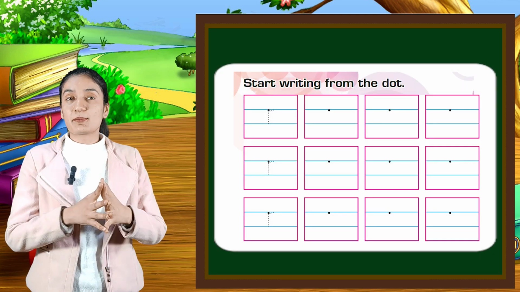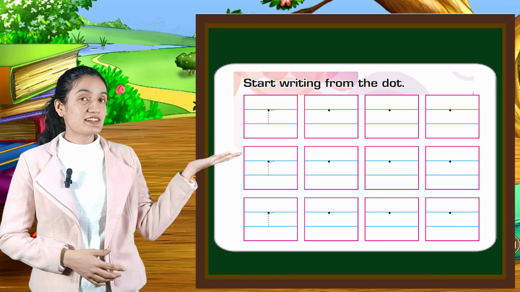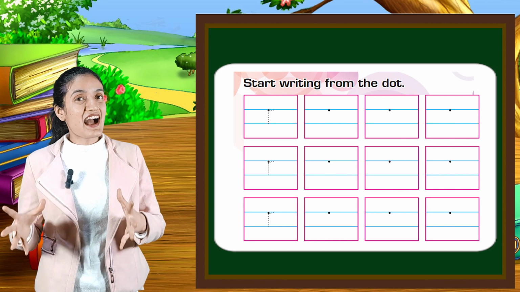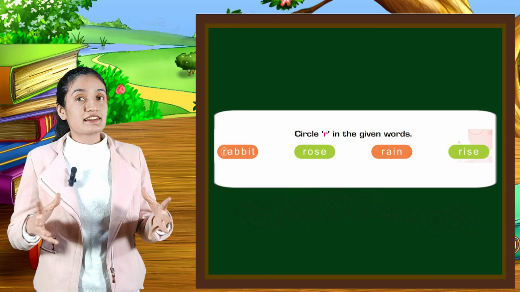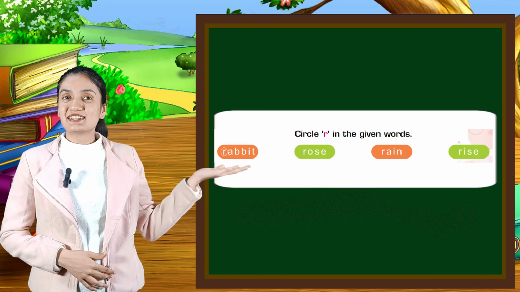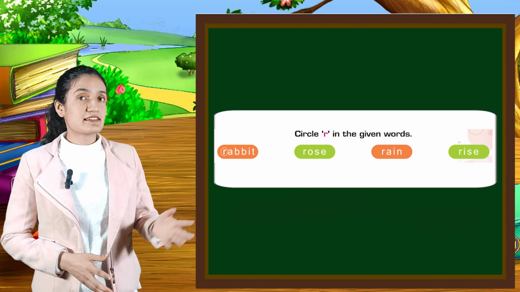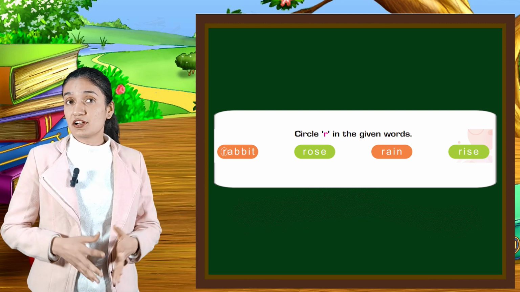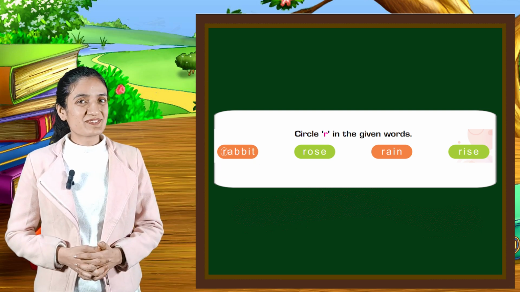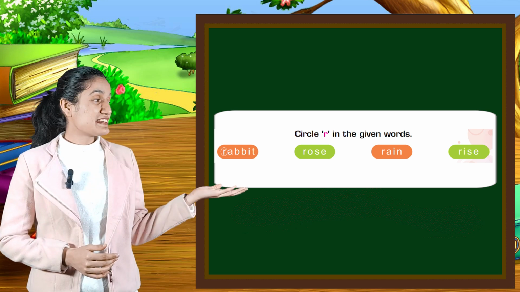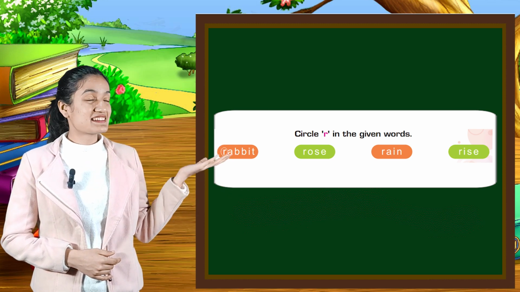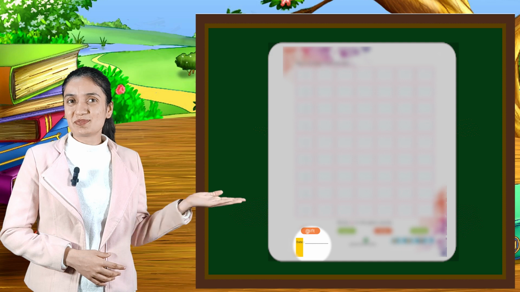Start writing from the dots. Here's the dot and start writing R. Circle R in the given words. Rabbit, rose, rain, rice. So kids, आप इन words में R को ढूंढ सकते हो? Good. Find them and circle the R. Mention the date in the notebook.